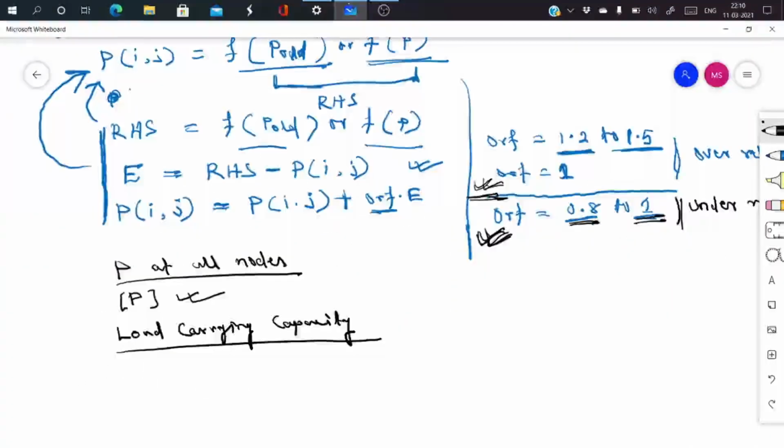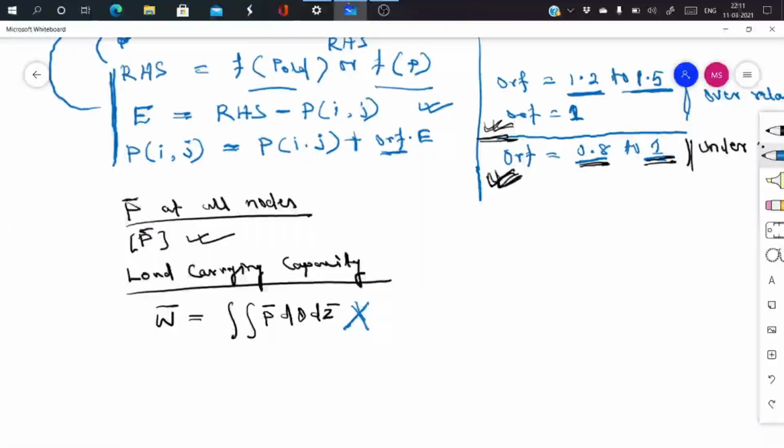So in this case we are dealing with a non-dimensional quantity, that is P bar. For the program we are using P, but in reality it is actually P bar. So we have to calculate the load carrying capacity. If you are thinking that you can just integrate the pressure, that is wrong. That means if you are thinking W bar equals the double integration of P bar d theta dz bar, do remember, this type of calculation is wrong.